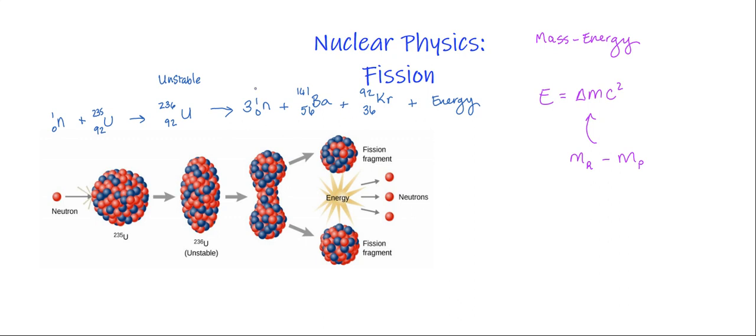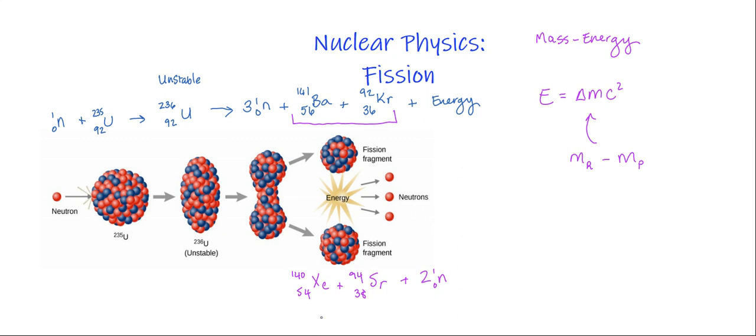Now what's really interesting in these kinds of reactions is that the products here, in this case barium and krypton, are not always the products. So the fission fragments can be other things. Some example combinations are that we could get xenon, which is element 54, and of course an isotope version of that, and also strontium, which is element 38. And in this case, there's only going to be 2 free neutrons produced.